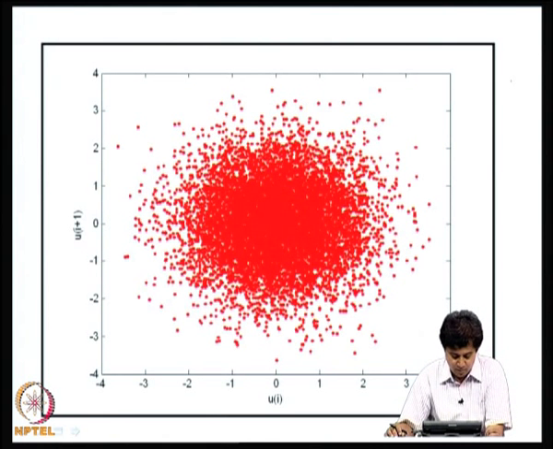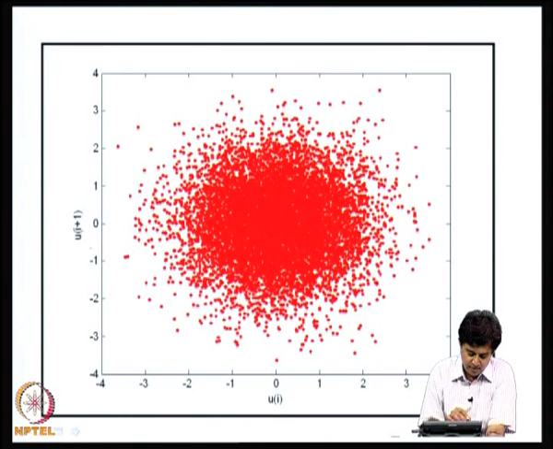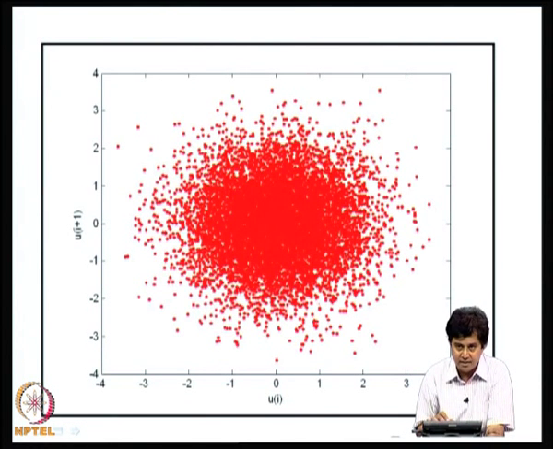So, these numbers I have displayed in a 2-dimensional map, u_{i+1} versus u_i, and we do not recognize any pattern in this. So, they seem to be acceptable.